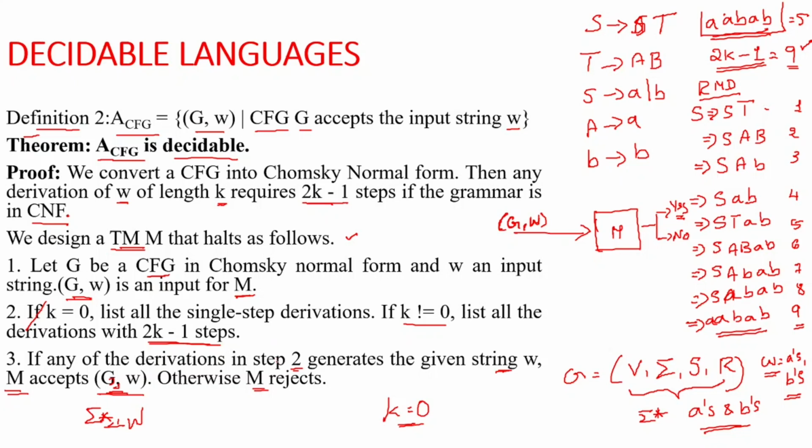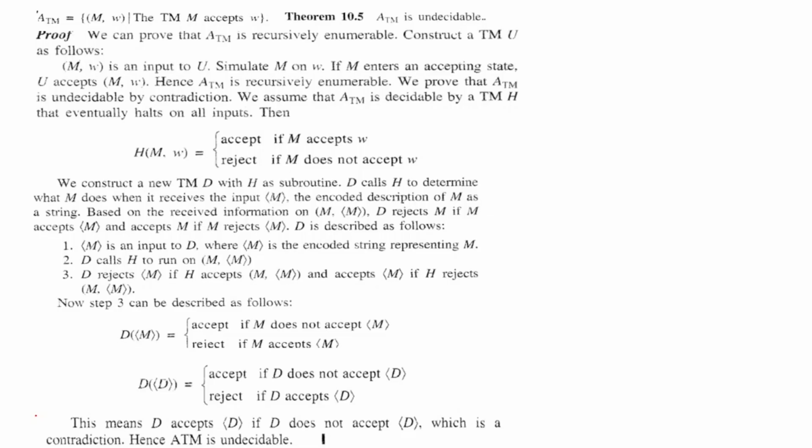Okay, so with this we can prove that the language ACFG is decidable, because the Turing machine is able to decide whether the string is valid or not. The Turing machine will always halt. It will halt in an accepting state if the string is valid, and it will halt in a non-accepting state if the string is invalid. Now let us consider some examples of undecidable languages.